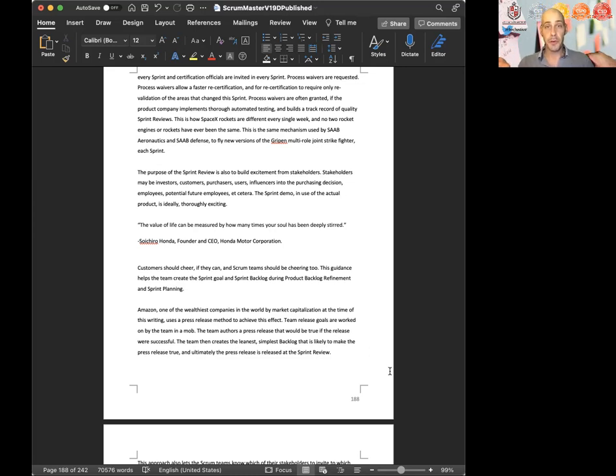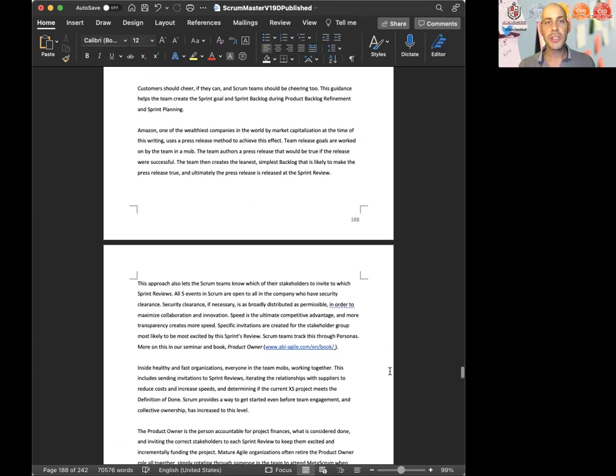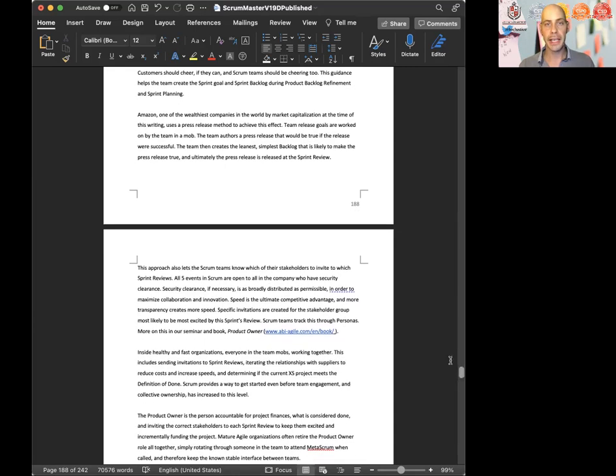Then, about sprint review being exciting, quote, "The value of life can be measured by how many times your soul has been deeply stirred," end quote. Soichiro Honda, founder and CEO, Honda Motor Corporation. Customers should cheer if they can, and Scrum teams should be cheering too.